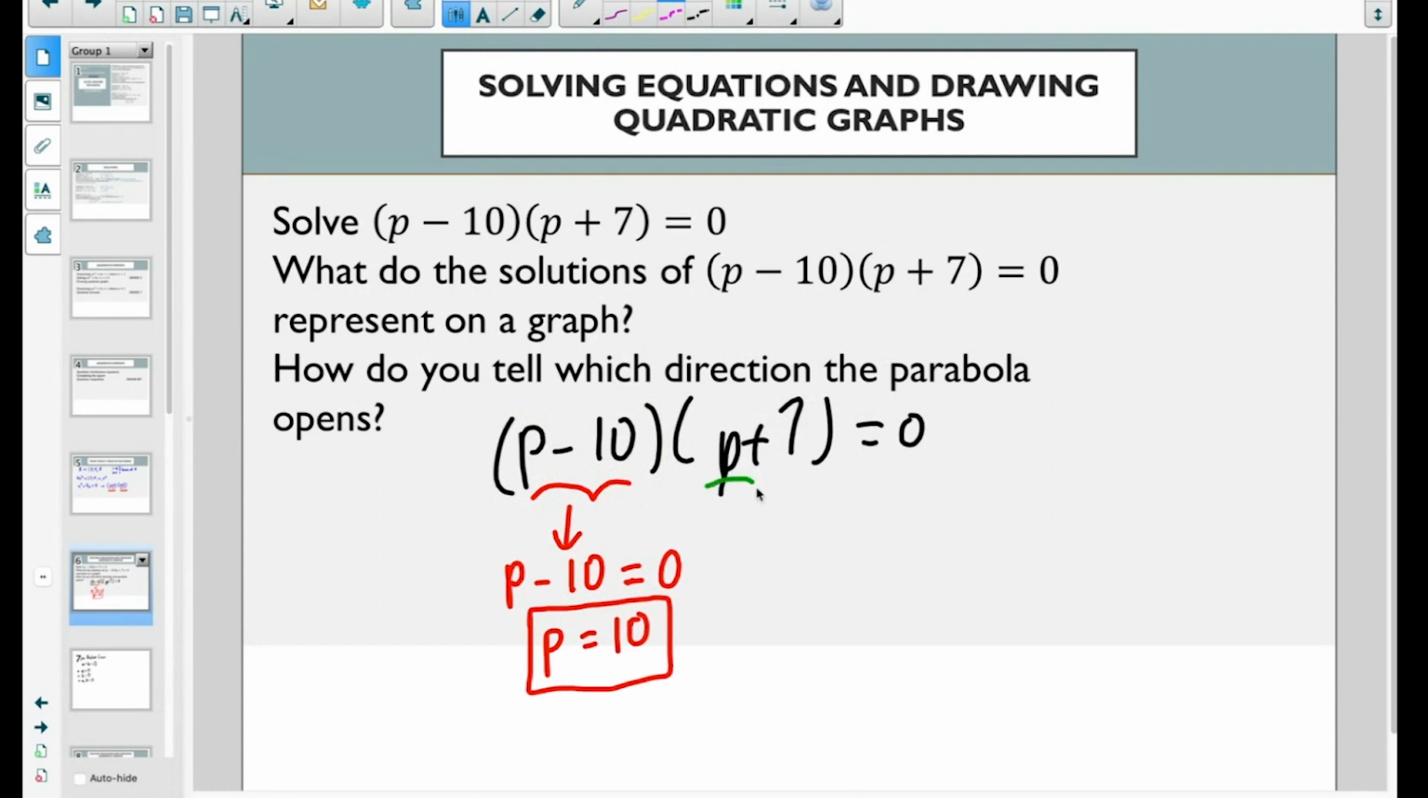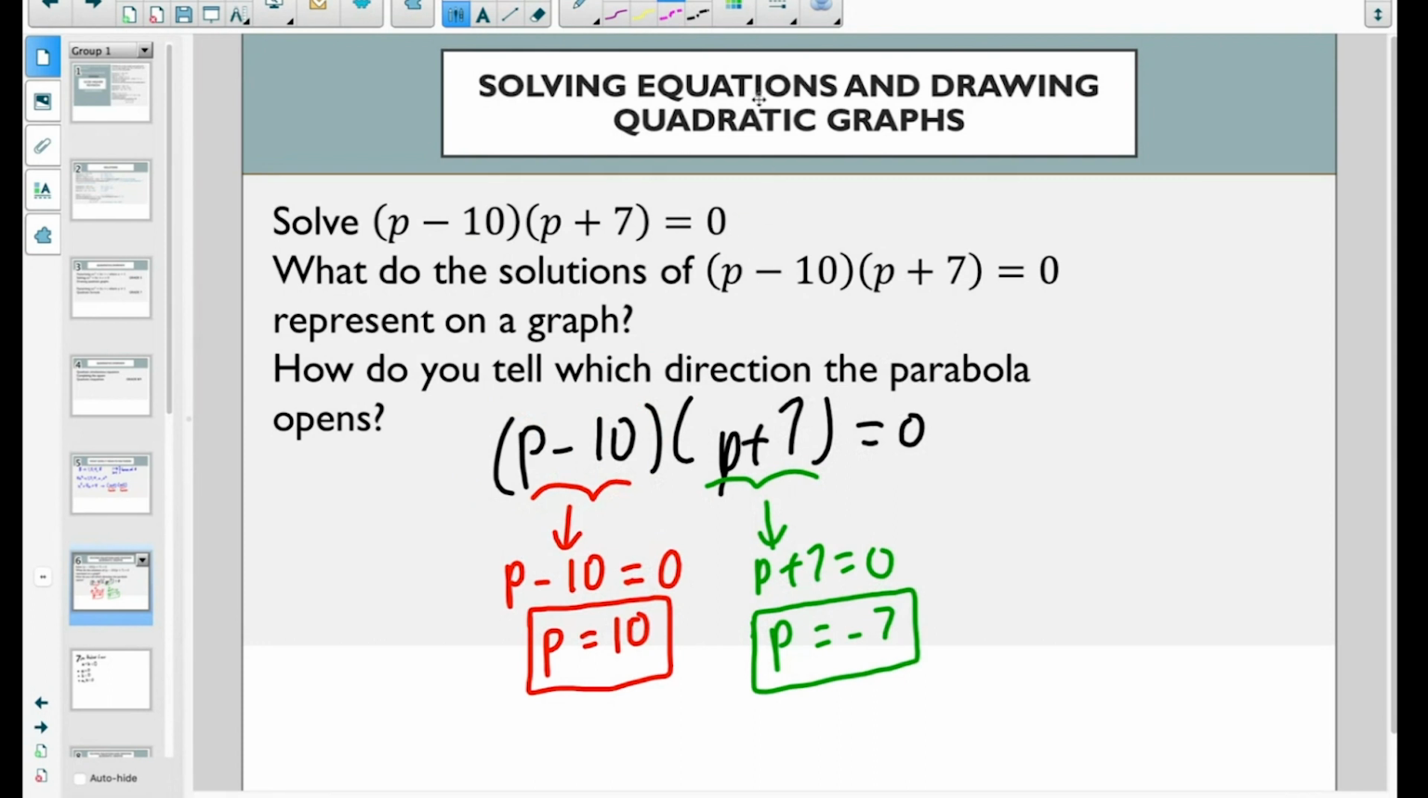And our second solution comes from the p plus 7. So we have p plus 7 is equal to 0 when p is equal to a negative 7. Okay, so those two solutions, when I substitute them into their respective factors, or rather brackets here, will make this equation equal to 0, which is exactly what we're looking for.